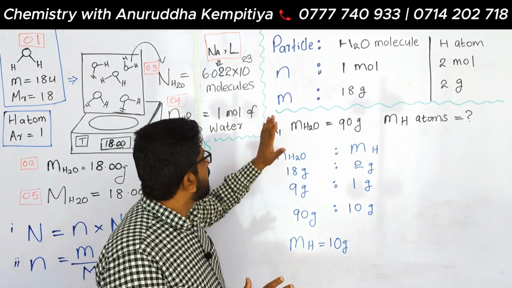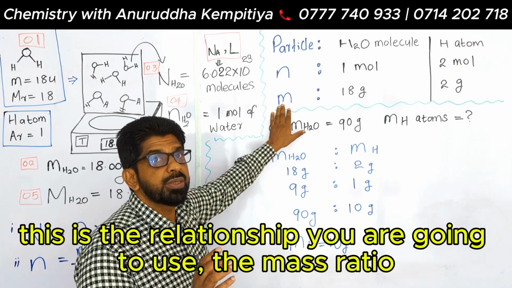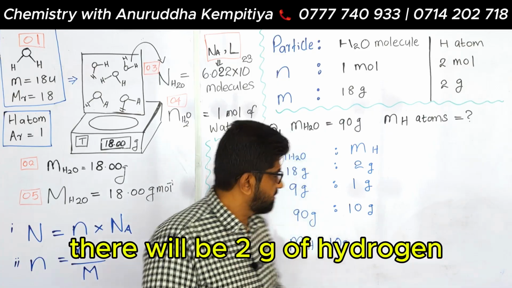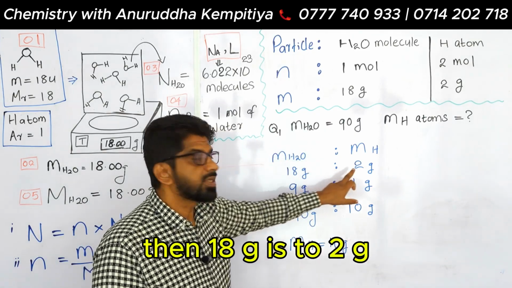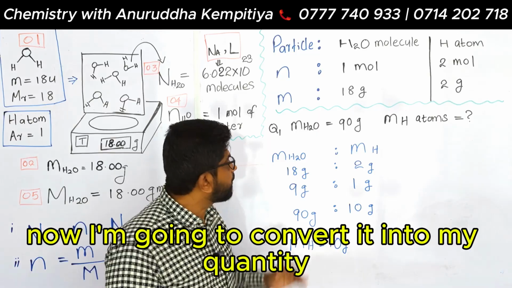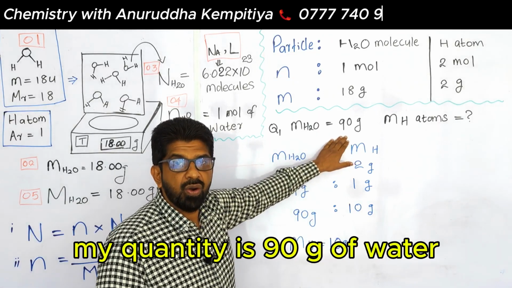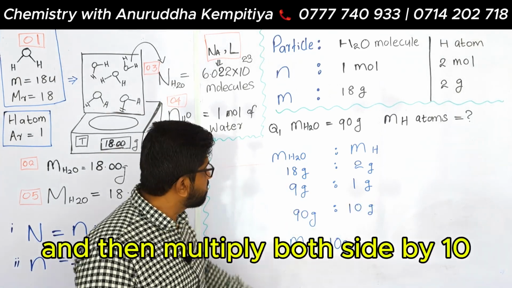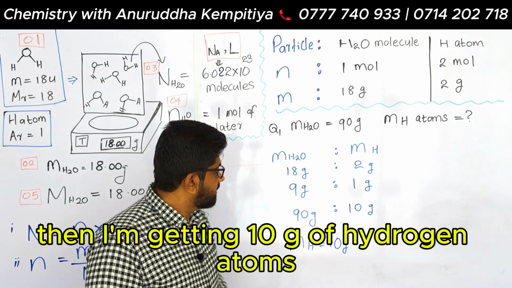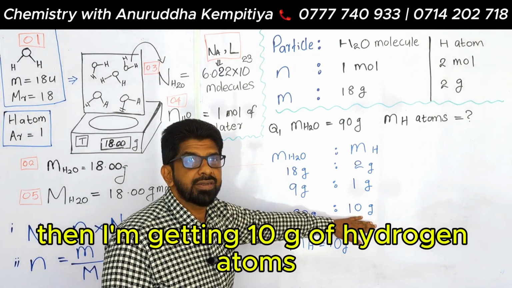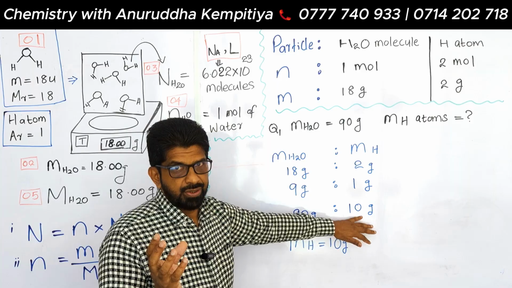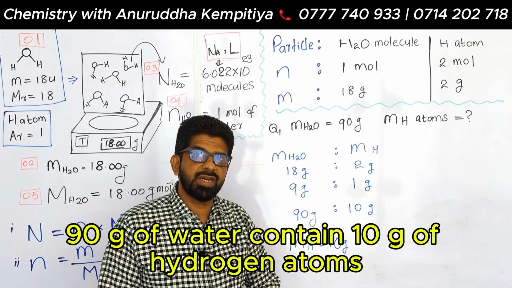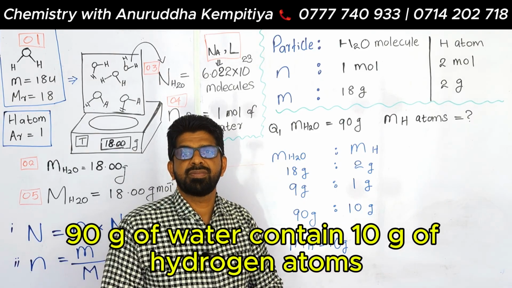This is the relationship we are going to use, the mass ratio. If you take 18 grams of water, there will be 2 grams of hydrogen. Then 18 grams is to 2 grams. Now I am going to convert it into my quantity. My quantity is 90 grams of water. So I'm going to divide both sides by 2 and then multiply both sides by 10. Then I get 10 grams of hydrogen atoms. So the answer is 10 grams. 90 grams of water contain 10 grams of hydrogen atoms.